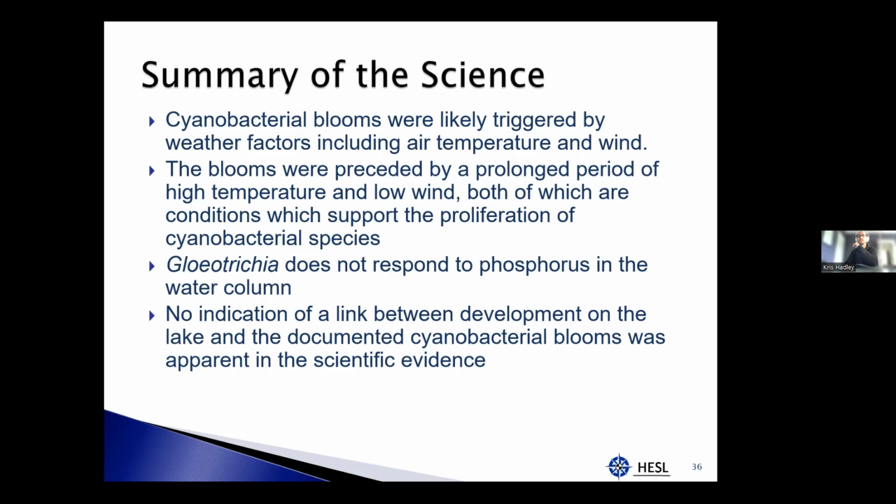But one of the very well documented things for Gliotrichia is it really does take up all of its phosphorus from the sediment before it releases into the water column, and the phosphorus that it absorbs in that sediment is sufficient for it to multiply those cells multiple times and then ultimately lead to a bloom and a surface scum if the conditions are correct. And there is no indication based on the evidence that we have that development could be directly linked to the cyanobacterial blooms in 2010 or 2020-21. So that was what we had in the scientific evidence.